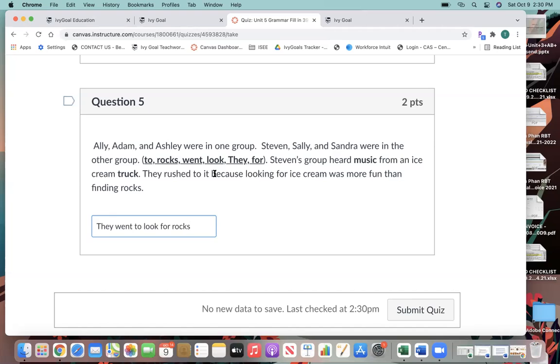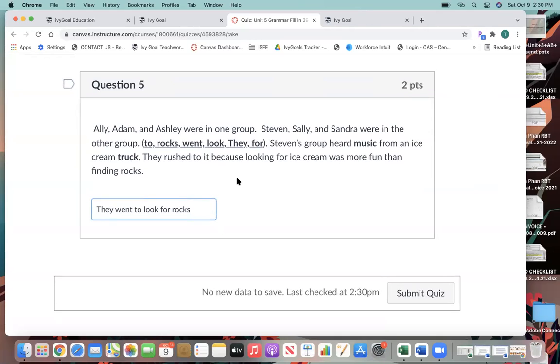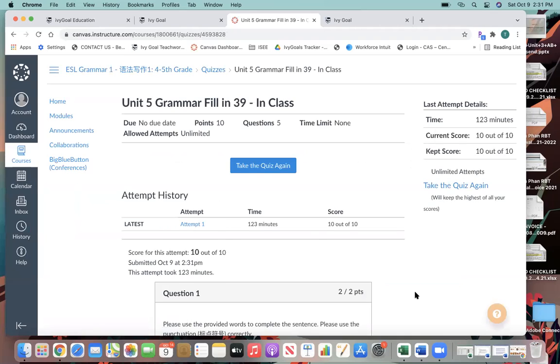So what tells you that they would be at the beginning of that sentence? How can you tell they was the start of that sentence? An easy clue. Do you know? They went to look for rocks. How can you tell they is going to start that sentence? Because there's a capital letter. Very good. Nice job. Way to go.